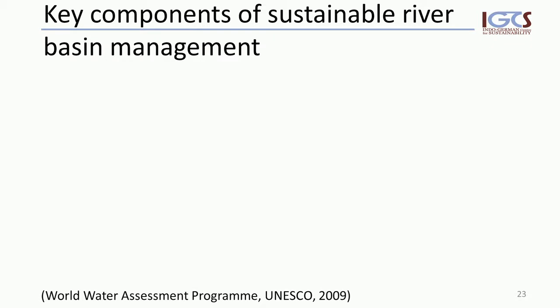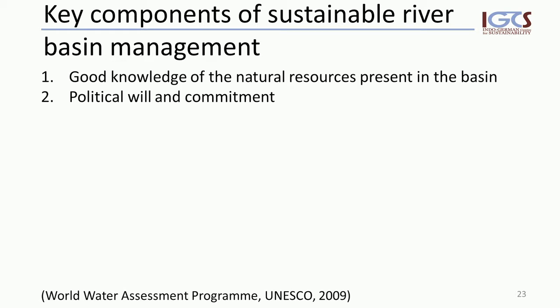So what are the key components of sustainable river basin management now? Well, and this is in order, so starting from one, that should be the first priority of sustainable river basin management. There should be a good knowledge of the natural resources present in the basin. So the foundation is our hydrological budget, our water budget in the river basin.